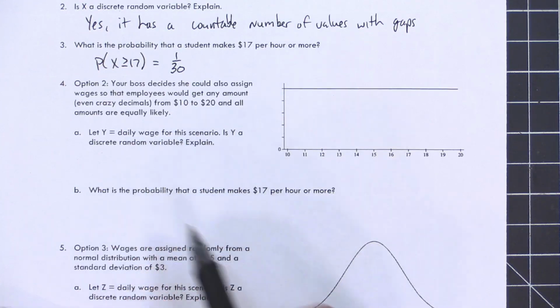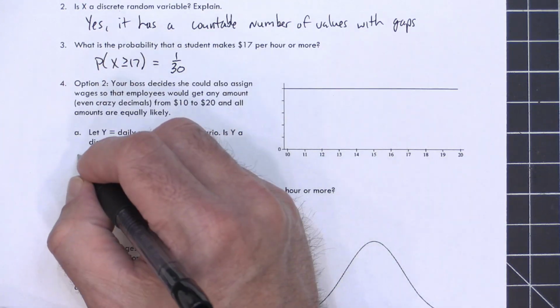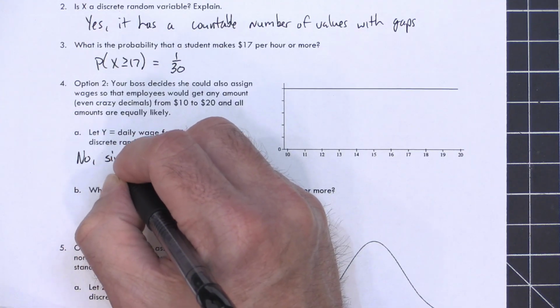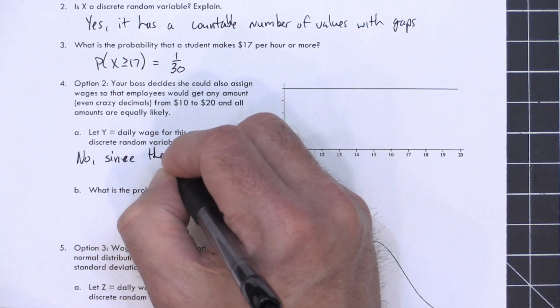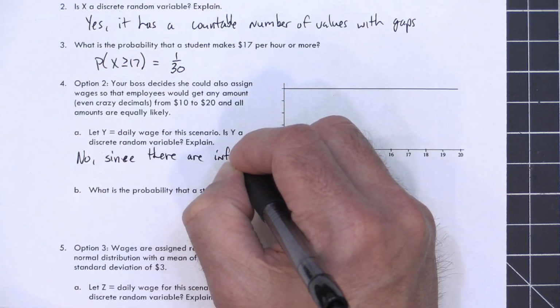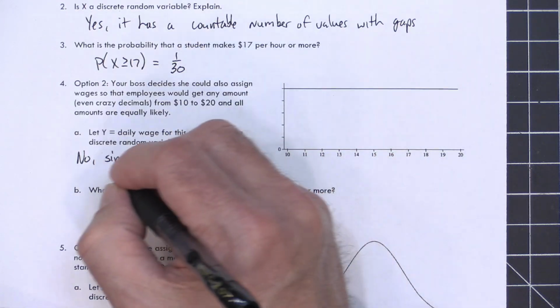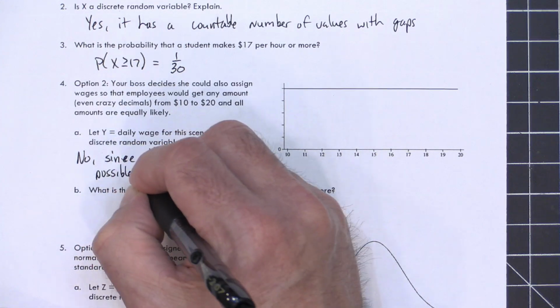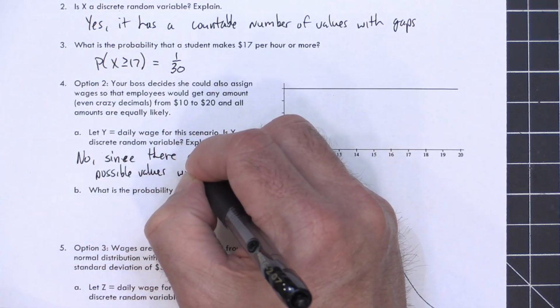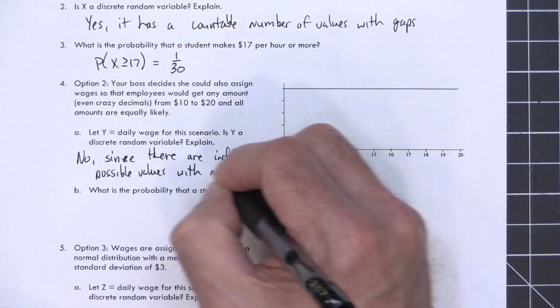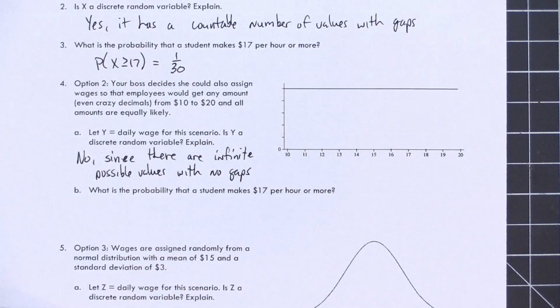Okay. Is this a discrete random variable? Well, this is no, since there are infinite possible values with no gaps. So in other words, you can make $10.01, $10.02, $10.03, and all the way up. You just keep going, right? There's no gaps in between. Okay, this would be continuous. So it's not discrete, this is continuous.